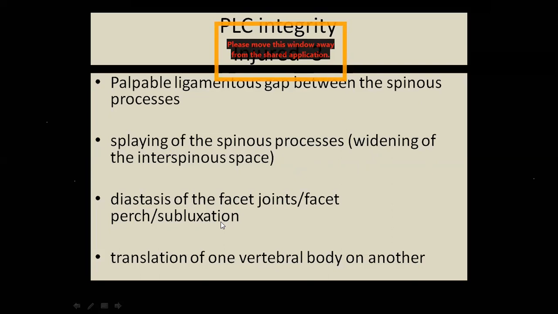Third thing is, if there is any facet joint subluxation or dislocation. Fourth point, translation of one vertebra over the other. In all these four conditions, we should take that the posterior ligamentous complex is completely gone. Give 3 points. So what are the four things? I will repeat. When you are palpating, there is a gap. Second thing, widening of the spinous process. Third thing, there is subluxation of the facet joint. Fourth thing, translation of one vertebra over the other.